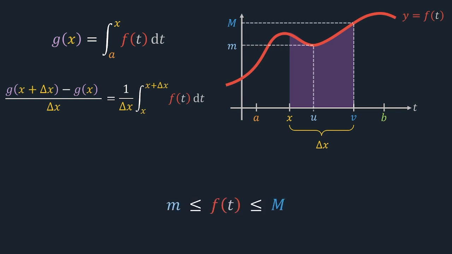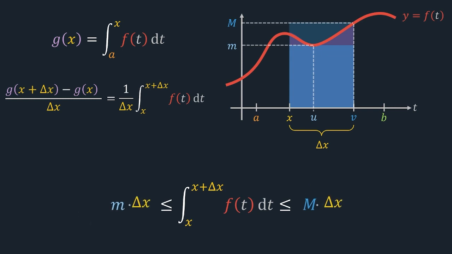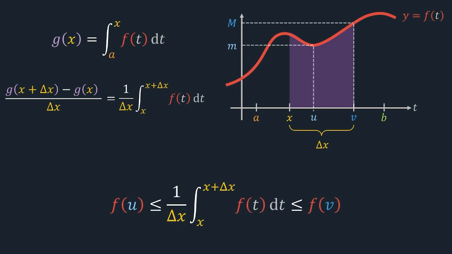Now, since f of t is always between little m and big M, we can show that the integral of f of t dt from x to x plus delta x is bounded below by little m times delta x and above by big M times delta x. Those are the areas of 2 rectangles. Let's rewrite little m and big M as f of u and f of v, respectively. And then let's divide throughout by delta x.